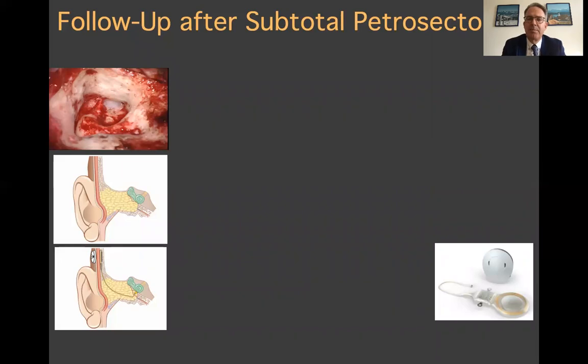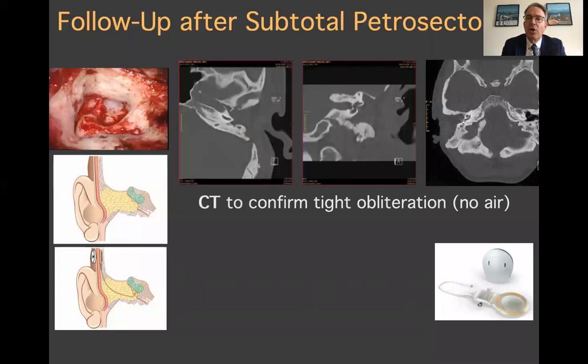Now, what is the follow-up of subtotal petrosectomies? 1 year after surgery, we always perform a CT scan. The CT scan is like the handwriting of the surgeon. It allows us the correct identification of what surgery was performed. But in addition, I always check if there is air in the eustachian tube and middle ear. This would say there's no proper closure of the eustachian tube. Now, we would not go back and revise it, but it's just to check there's no air in the middle ear, so there's no risk of any ascending infections.